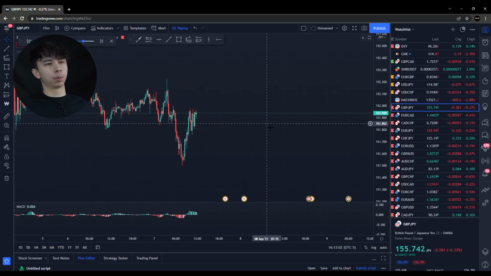Now you guys are probably wondering, how do I use this? How do I trade it? How do I make money knowing this? I'm going to get right to that in a second.